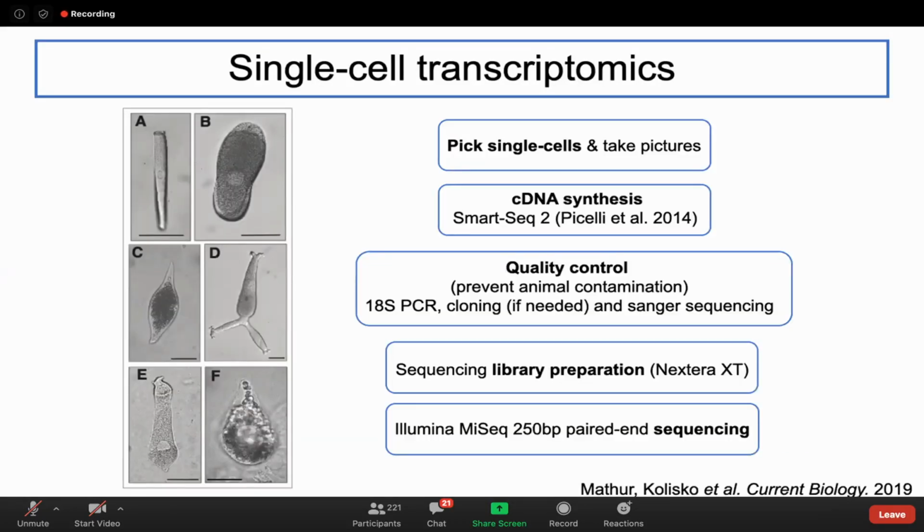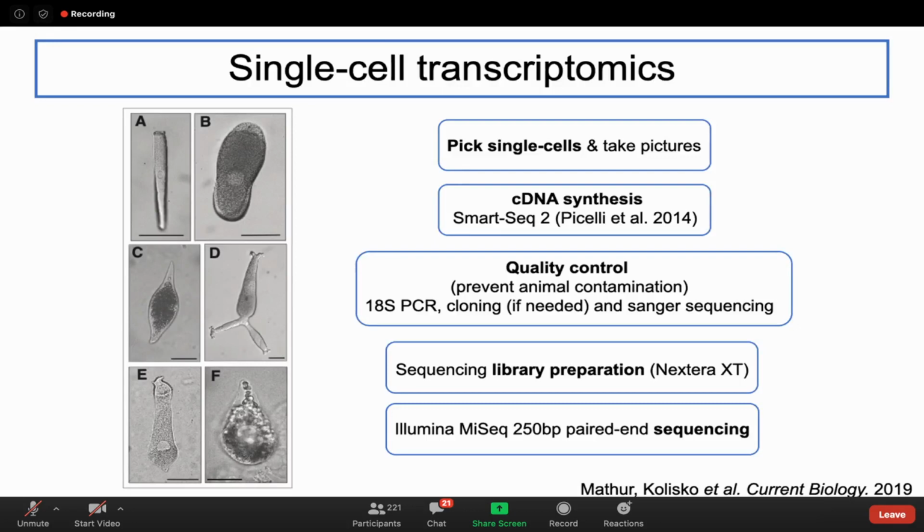The gregarines actually have these really large feeding stages in the guts, so you can pick them up with a microcapillary pipette. We usually do that in the field, take pictures of them, and then bring the samples back to the lab, carry out cDNA synthesis, and do a whole bunch of quality control where we have to make sure that we're not getting too much animal contamination. As I mentioned before, these are gut parasites. They're really bathed in animal juices.